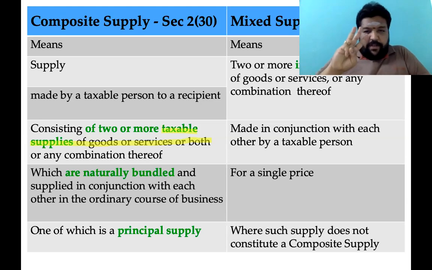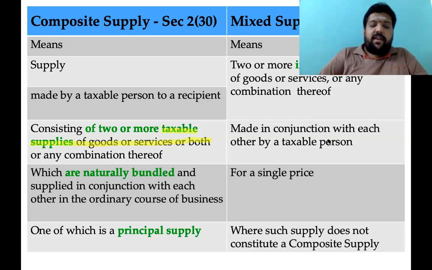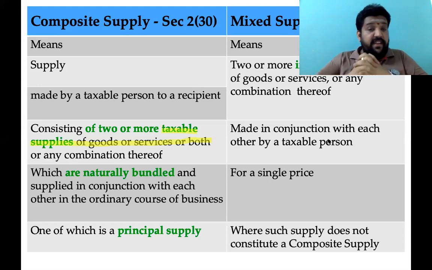Of these three combinations: combo one, sale of rice and transportation of rice. Combo two, supply of vaccination and healthcare services. Combo three, transportation of passengers by rail and supply of food. Of these three combos, which is going to be your composite supply? This is a next level discussion from what we have learned yesterday.